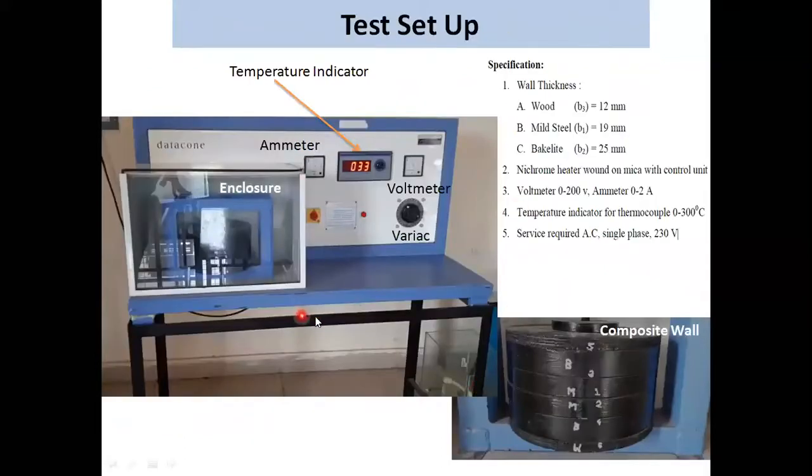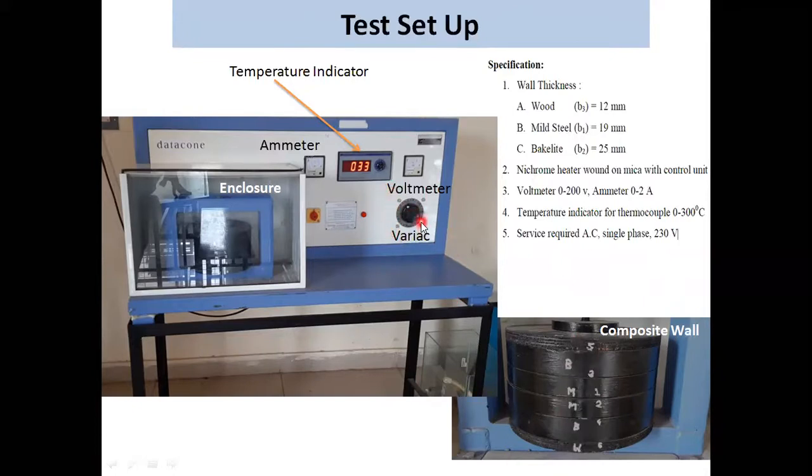So this is our actual test setup. This is our composite wall. Between these two mild steel plates, we have a very thin heater, which is kept between two aluminum plates. So here we have the heater, and above we have mild steel, bakelite and wood. Here also mild steel, bakelite and wood. So heat will flow in both directions.